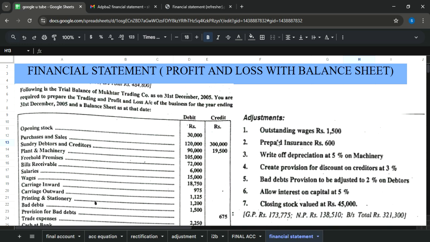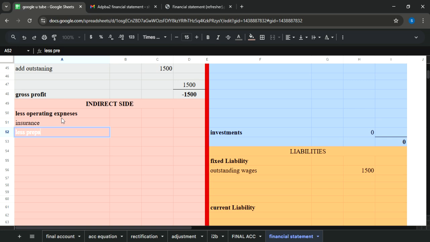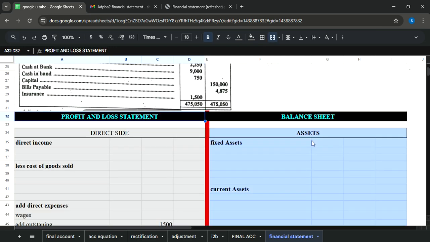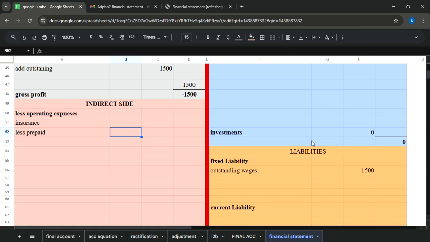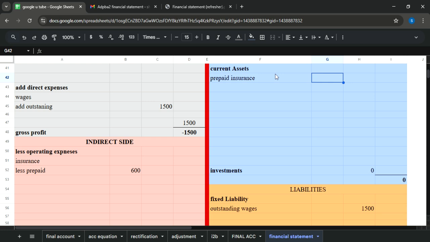Prepaid insurance, second adjustment. Insurance is part of operating expenses, indirect side. So you will write insurance, and since it is prepaid, you will mention it as prepaid. And how much amount? That is 600. So here 600 would be subtracted. Secondly, prepaid insurance is part of current asset. So you will write prepaid insurance, that is 600.